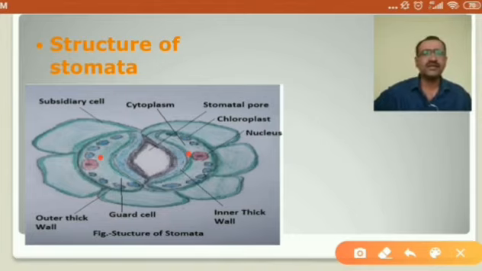Each guard cell contains a nucleus. Let us see here, in red color, it is a nucleus, centrally located. Here is one nucleus, and in the other guard cell there is another nucleus. Here in the guard cell chloroplasts are present, lining the layer: 1, 2, 3, 4, and likewise the other chloroplasts, in a lining layer of the cytoplasm.